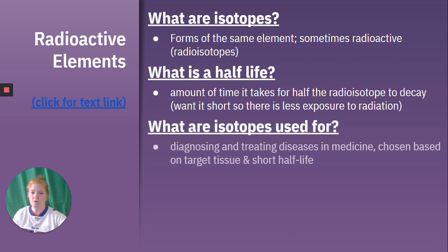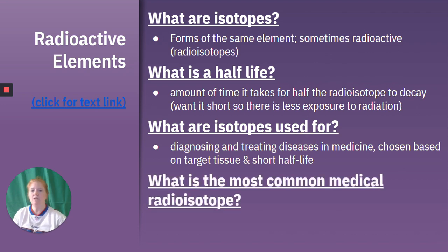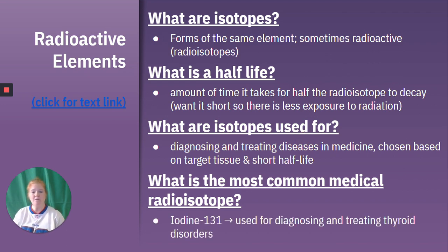What are isotopes used for then? They're used to diagnose and treat diseases in medicine, and they're chosen based on the target tissue. So what am I trying to do? Am I trying to detect cancer? Am I trying to treat a thyroid disorder? It depends. And I also want that short half-life. What is the most common medical radioisotope? And that is iodine-131. And it's used for diagnosing as well as treating thyroid disorders. I remember this little trick. Iodine is used to treat the thyroid. Iodine, thyroid.